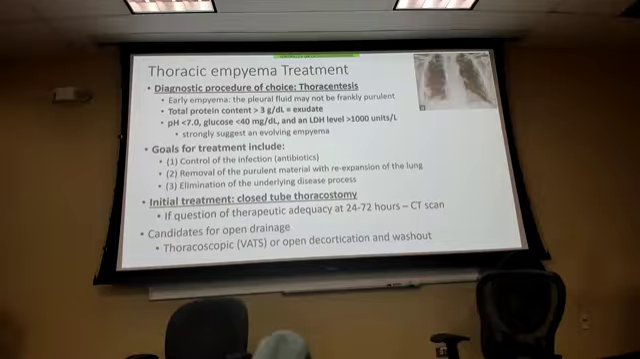Okay, we put some irrigation within the chest tube. We clamp off the chest tube, let it sit for a minute, and then we reopen it and let whatever we put in there to irrigate drain out. Okay, that's first line treatment.